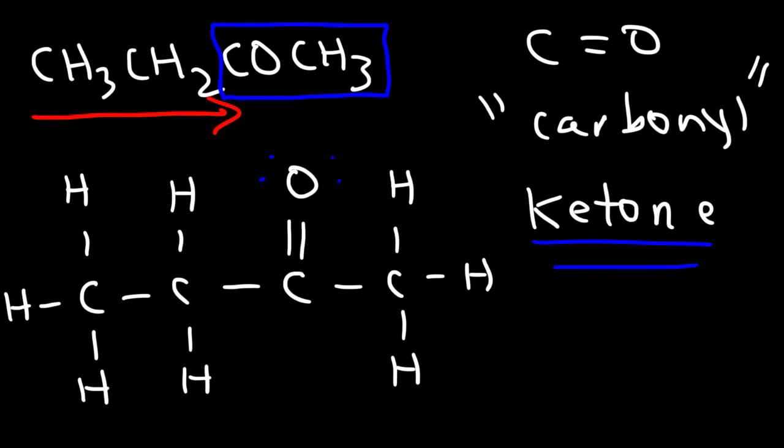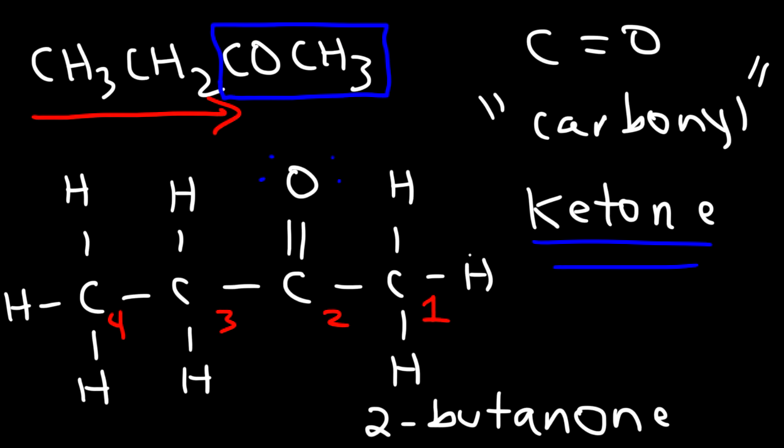Now, let's go ahead and name this particular ketone. So which way should we count the carbon atoms? From left to right or right to left? If we count it from left to right, the carbonyl group will be on carbon 3. But if we count it in the other direction, from right to left, it's going to be on carbon 2. And so we're going to go with that direction. So this is going to be called 2-butanone.